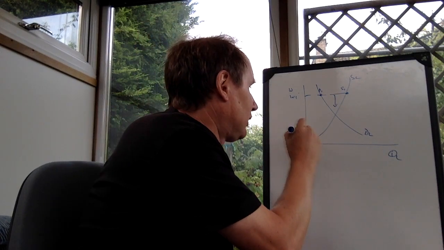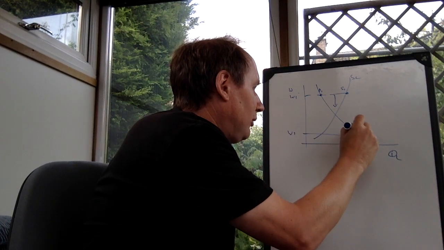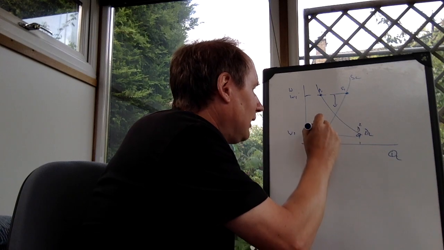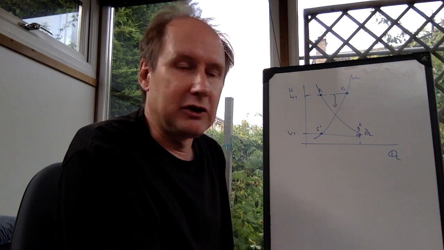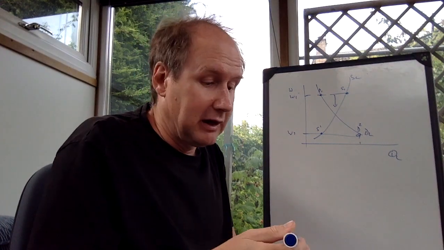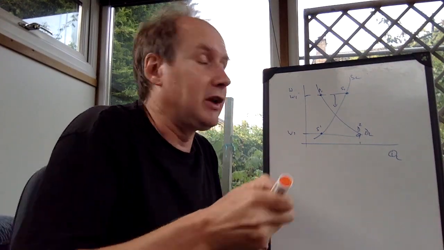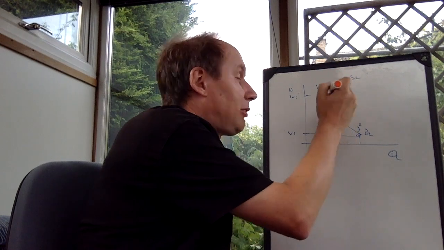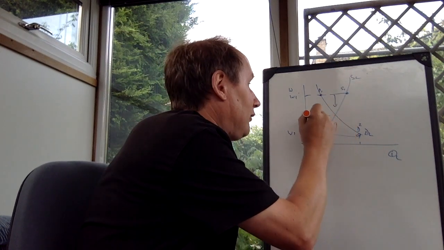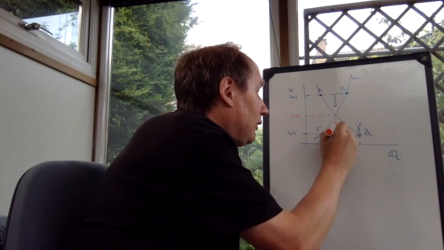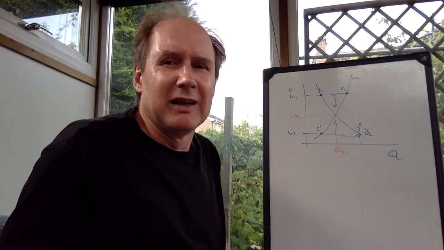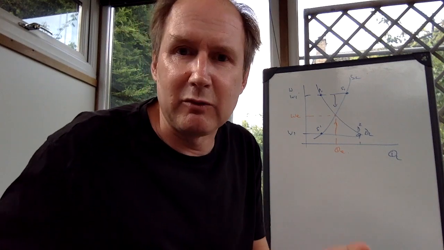Down here at W2, lots of firms want to employ people, but nobody's willing to work at that wage. So firms will have to offer higher wages to be able to get the workers that they need. As a result, down here wages are pushed up, up there wages are pushed down, and we arrive at equilibrium at WE, with a quantity of labour QE. So it's the same as we did with supply and demand.